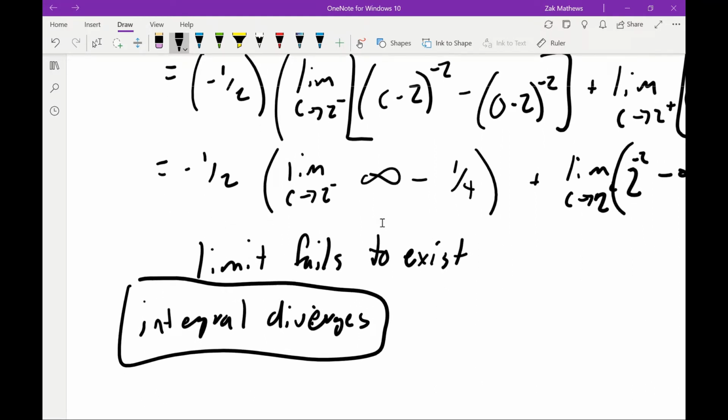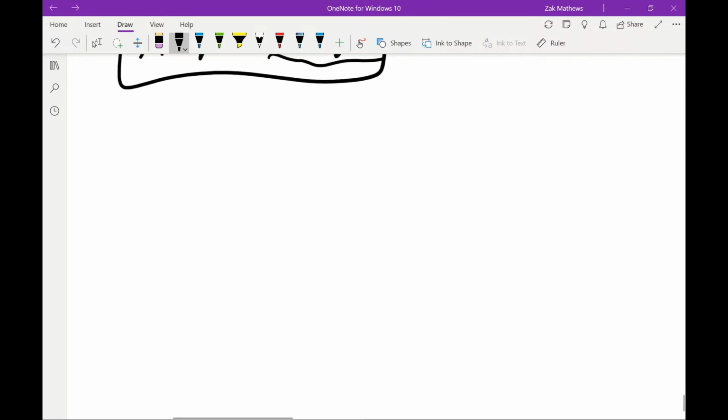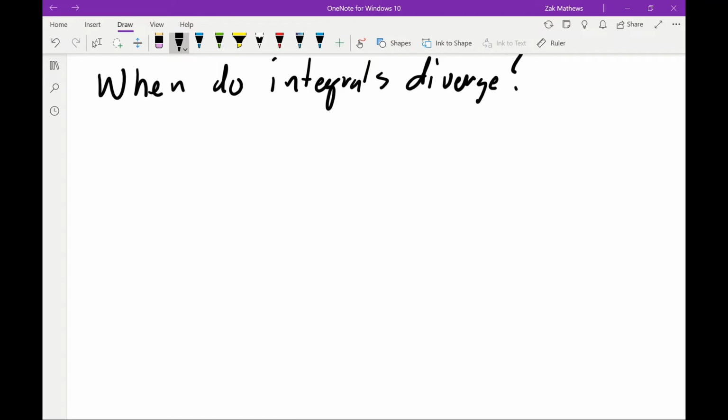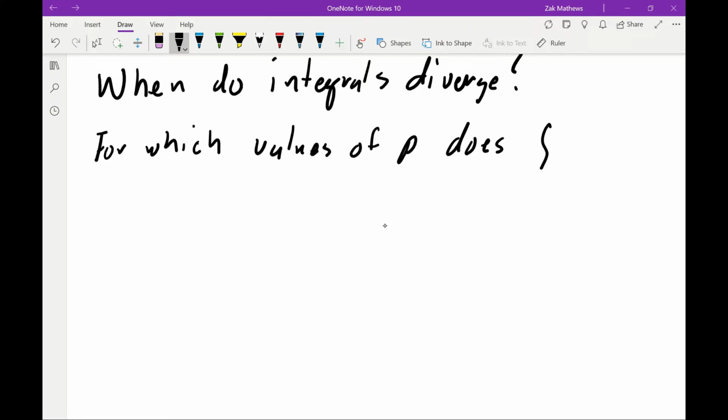So let's talk about this idea of convergence and divergence a little bit more. Let's think if we can determine when integrals converge and when they diverge. When do integrals diverge? Well, let's start with this question. For which values of p does the integral from 1 to infinity of dx over x to the p converge?